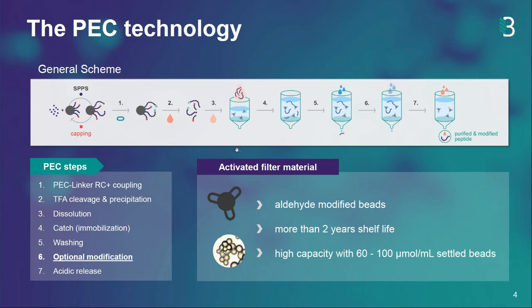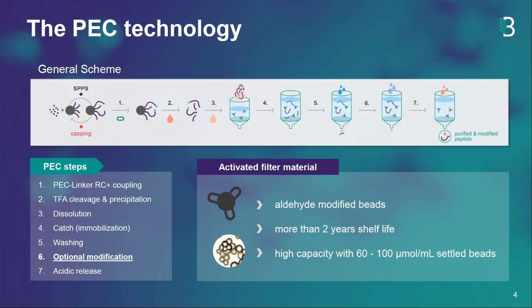This filter material is aldehyde-modified beads with a shelf life of more than 2 years and a high capacity, with 60 to 100 micromole per milliliter settled beads. This means that you can process a lot of peptides with a low amount of beads. And with this, you can also process a lot of material in small containers.